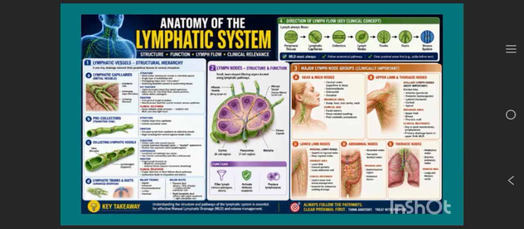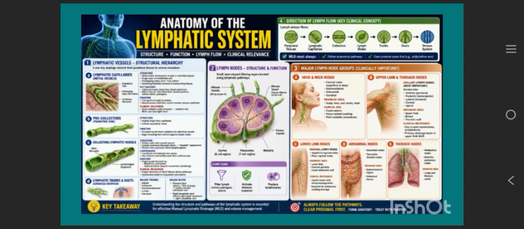So what are the key features of lymphatic capillaries? They are highly permeable, more than blood capillaries. They allow entry of four things: interstitial fluid, plasma proteins, cellular debris, and pathogens.